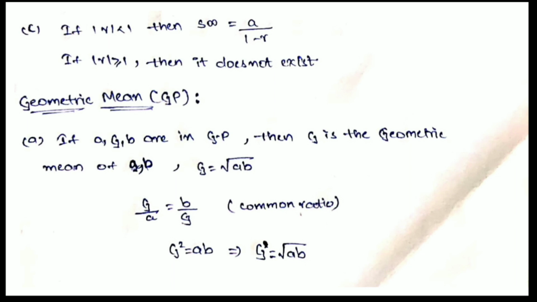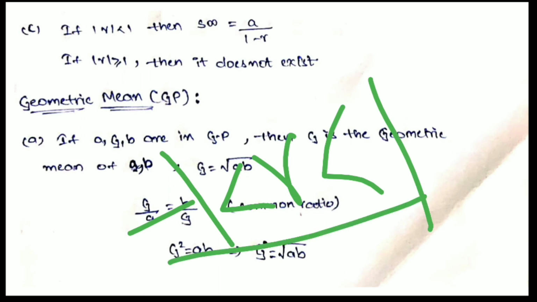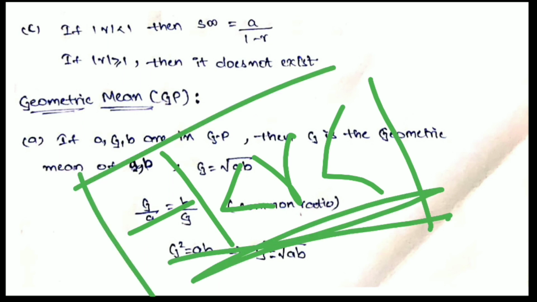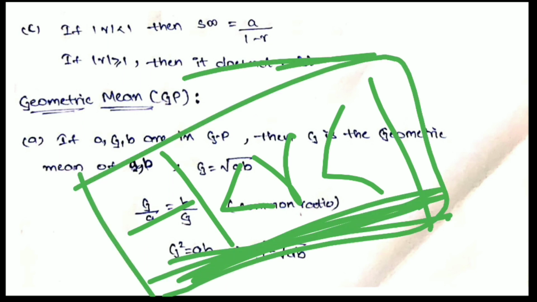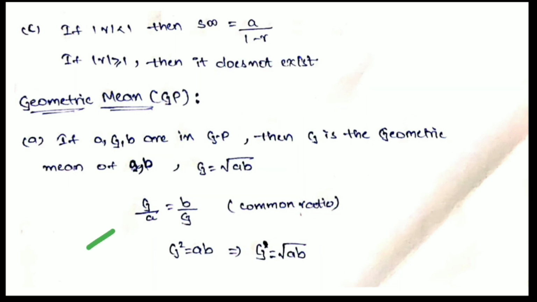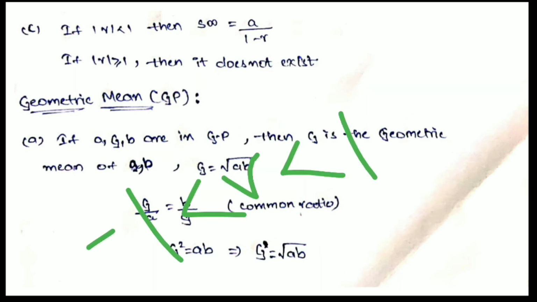And if mod r less than 1, S infinity, that is when the terms go to infinity, we write S infinity equals A by (1 minus R). If mod r greater than 1, it does not exist. Mod r less than 1 means minus 1 less than R less than 1. When R is in this interval only, we can write S infinity. If R is beyond this interval, we can't write S infinity, it does not exist.